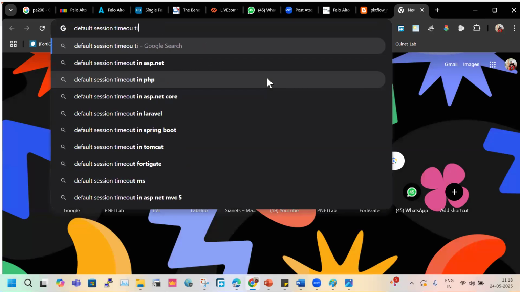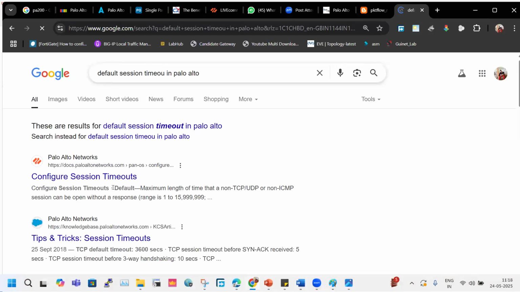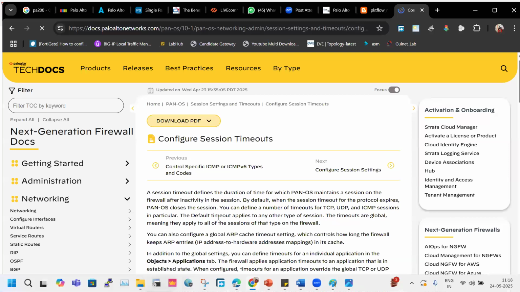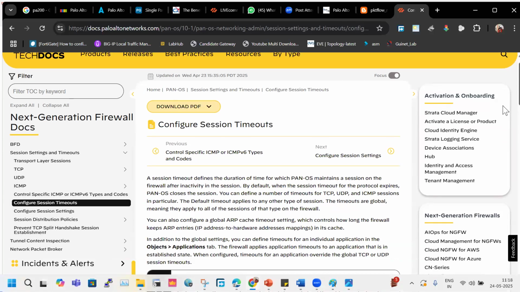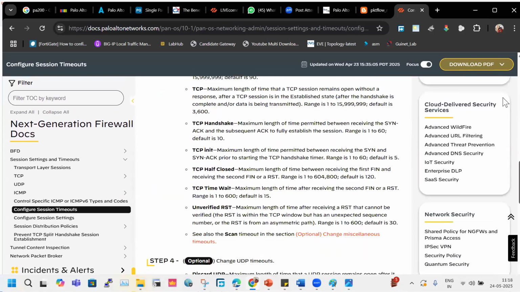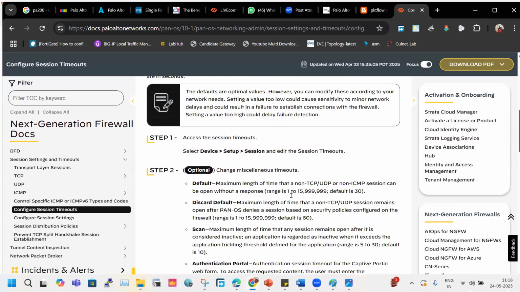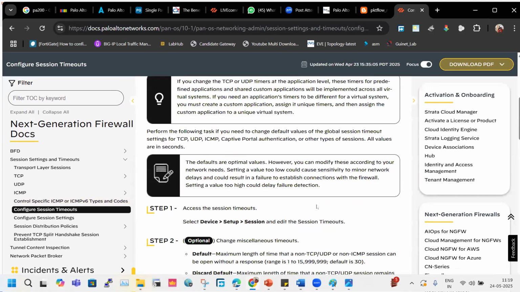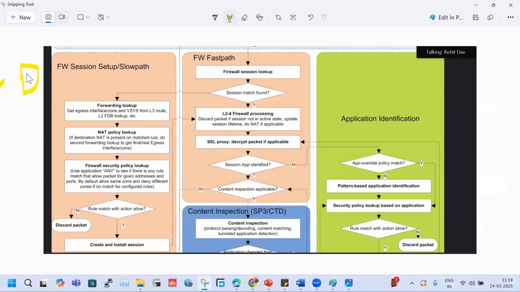Default timeout in Palo Alto. Session timeout defines the duration. What is the default value? Okay, no problem. We will also check that while accessing our firewall. We can discuss the default later on. Let's proceed further with our firewall settings.